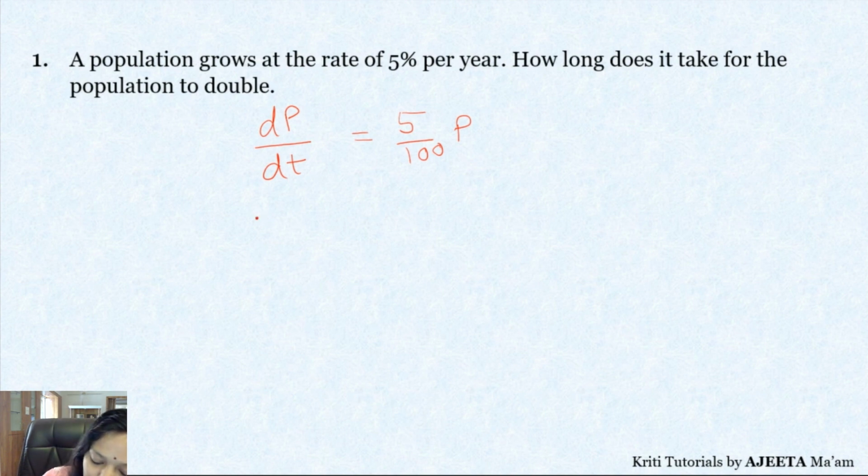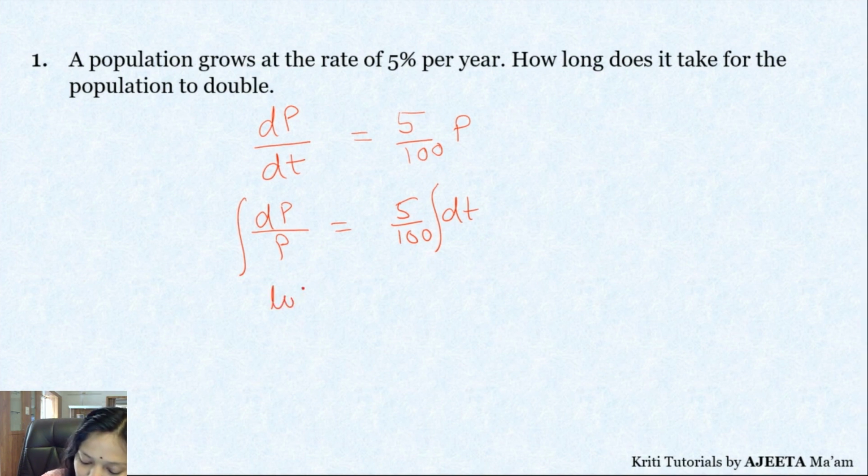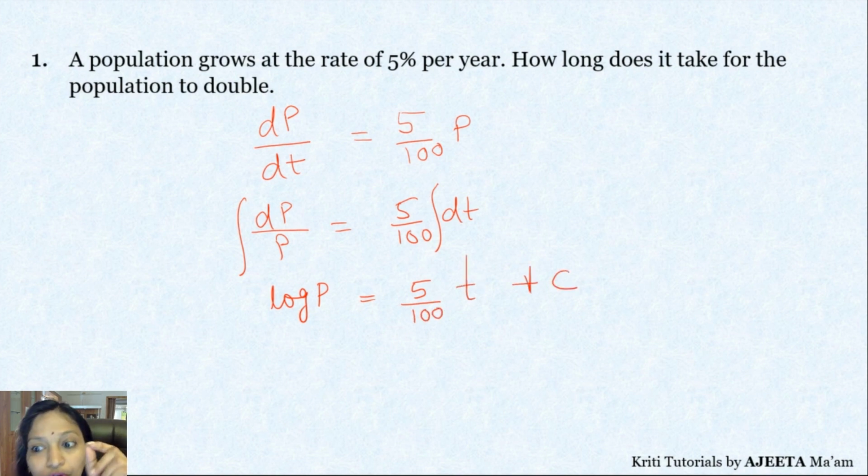Okay, now let's make it to the variable separable form as we do for differential equation. So dP by P equals 5 by 100 dt. So this is variable separable form. Now we will integrate both the sides. So here we get log P is 5 by 100 t plus c. Now here c is very important to be written because now we have to find the value of c. Now we will take the cases, right?